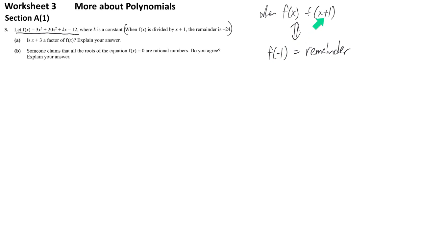Don't forget the criteria. So in this question, part A, we start from the given condition. Given the remainder, you should write down the condition, because if you divide by a different thing, then the remainder may be different. When f(x) is divided by x plus 1, the remainder should equal f(-1). Start from the given information first. They say that it is equal to negative 24.